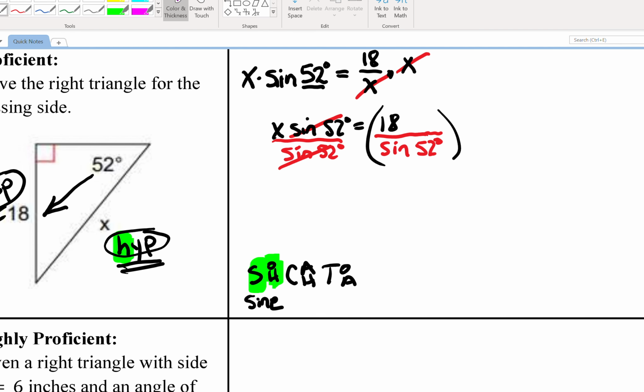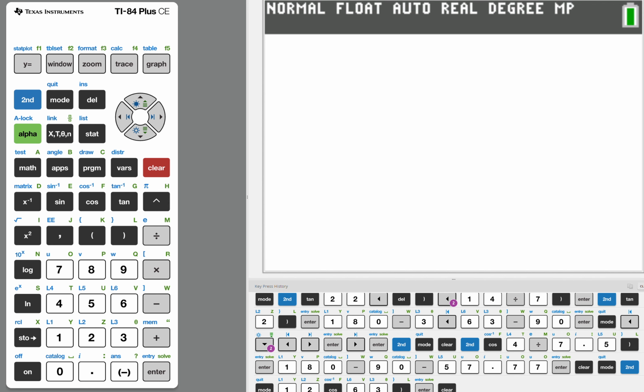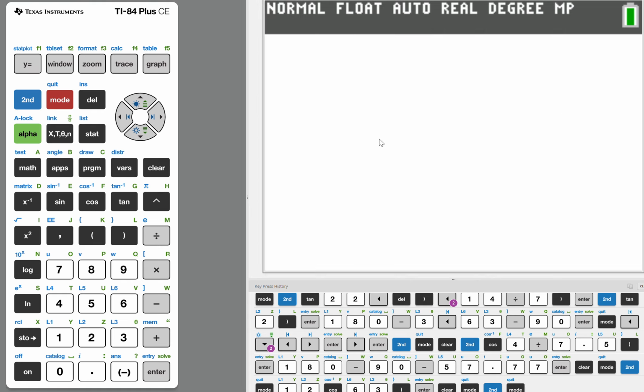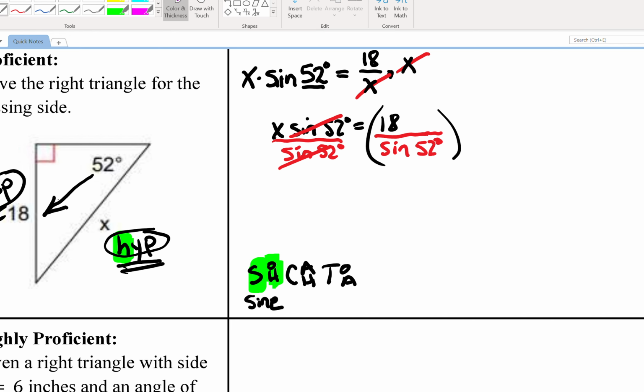So we take 18 divided by the sine of 52. Once again, make sure that your calculator is in degrees. If it's one of the newer calculators, you can see it on the screen. If it's one of the older calculators, you may have to push mode. And it does say radians and degrees. Second mode will quit from that screen. So we're going to take 18 and divide by the sine of 52 degrees.